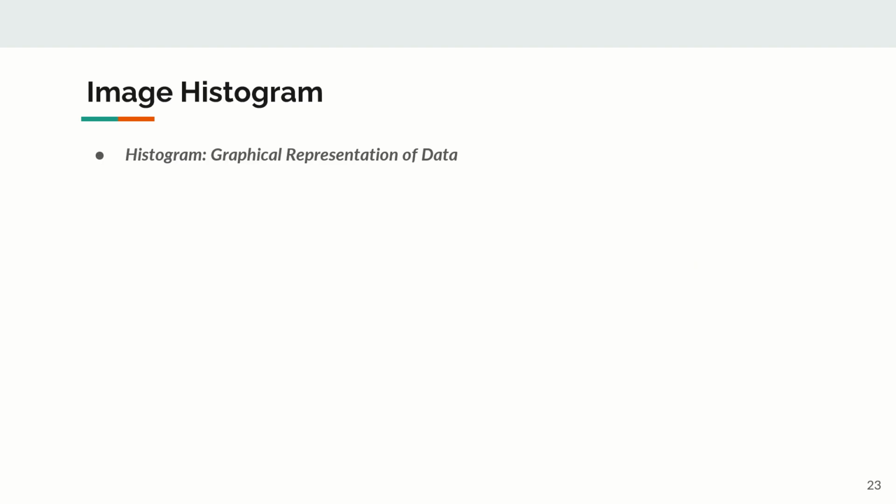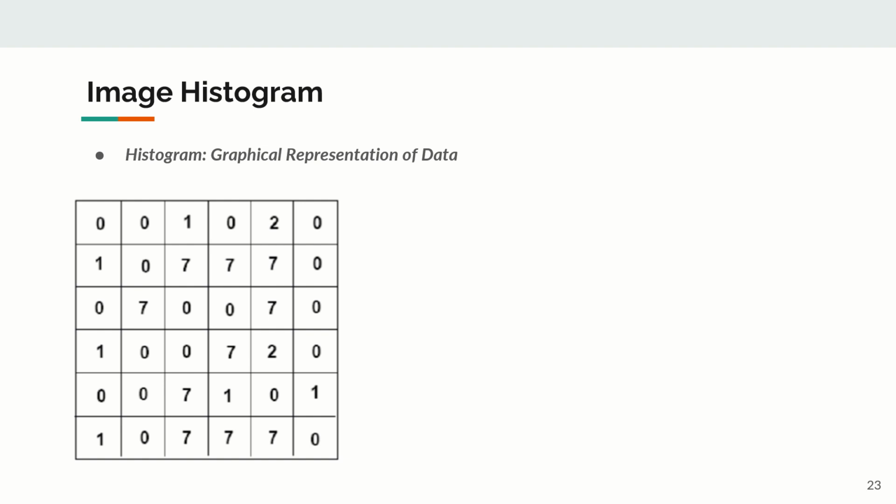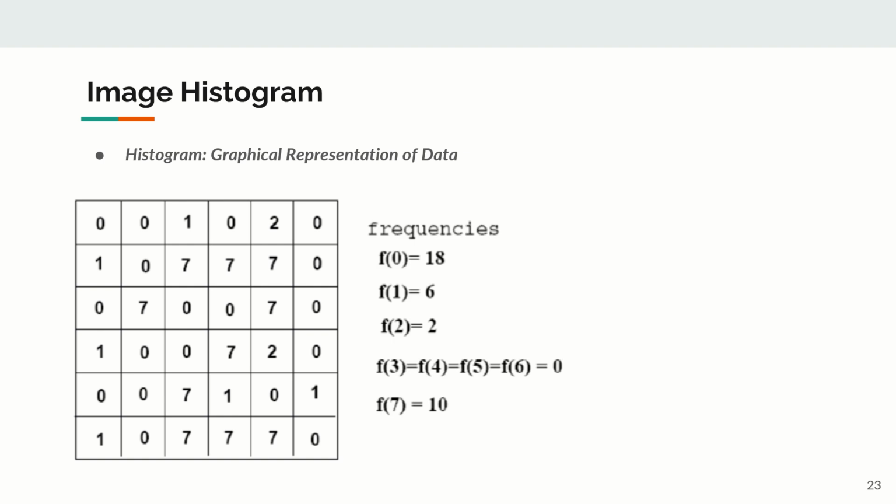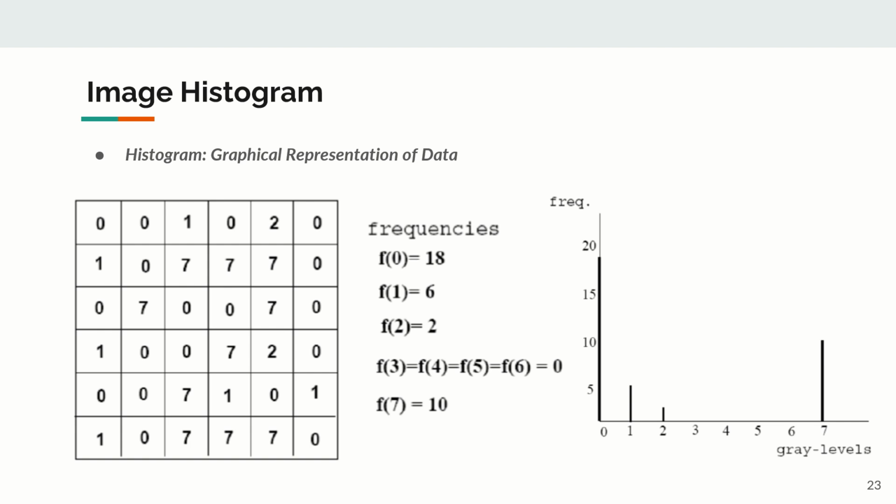Let's say we have a 6 by 6 image having 8 levels ranging from 0 to 7. The number of times each level occurs in the image is called its frequency, and its corresponding histogram is shown in the figure. Levels 3, 4, 5, and 6 are not present in the image, so their frequency is 0. Whereas level 0 occurs 18 times, so its frequency is 18. Similarly, the frequency of levels 1, 2, and 7 is shown in the figure.